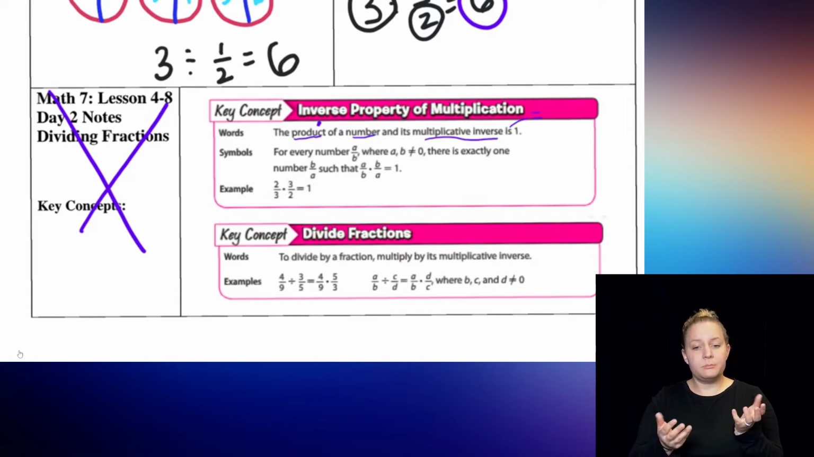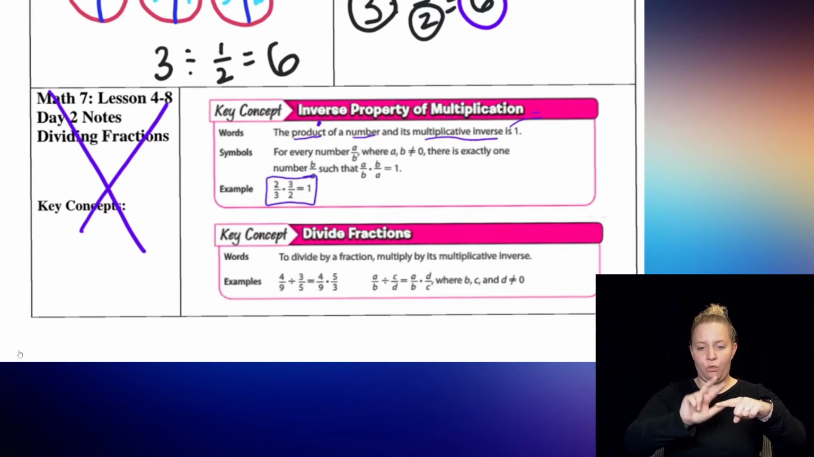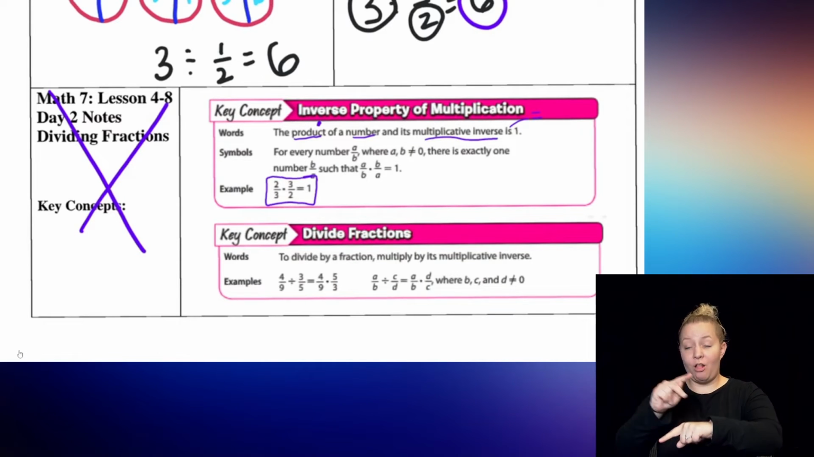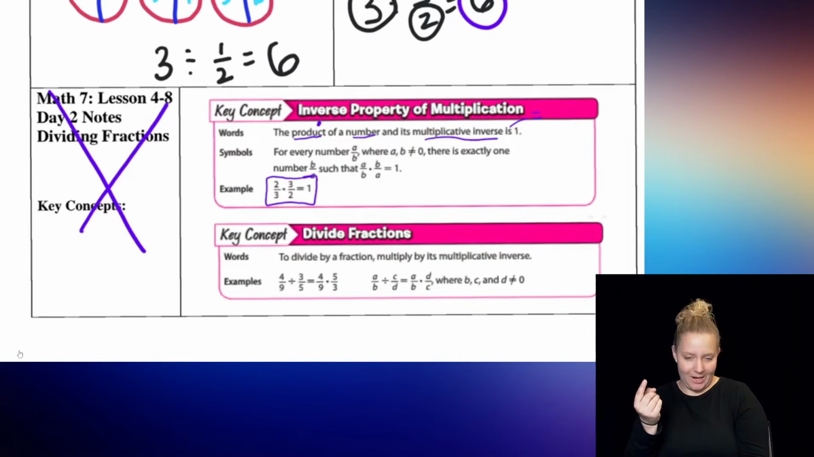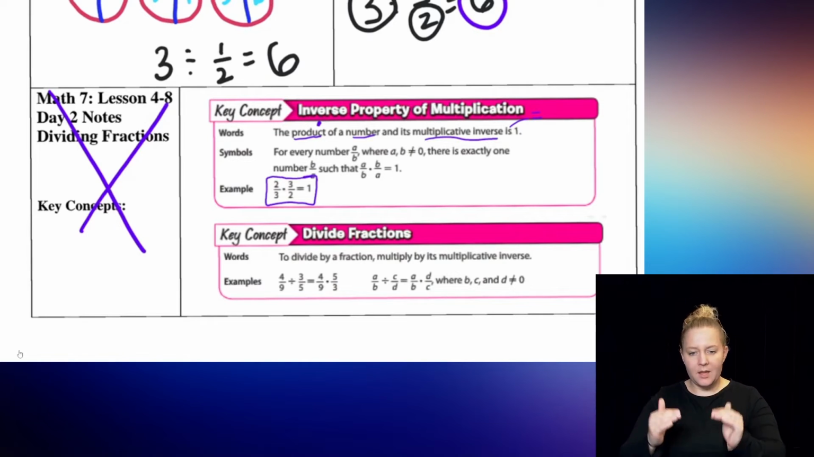So here's our example. This is the big one. If I have 2/3 and I flip it around, that answer, if I were to multiply it together, would equal 1. Now also dividing fractions. In words, to divide a fraction, you multiply by the multiplicative inverse.